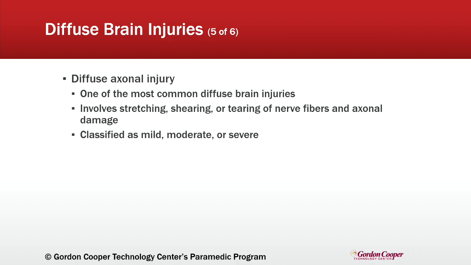A diffuse axonal injury is one of the most common types of diffuse brain injuries and has a high mortality rate. It is also the most common cause for post-traumatic unconsciousness and a persistent vegetative state after a traumatic brain injury. This injury involves the stretching, shearing, and tearing of nerve fibers and axonal damage, and this damage can continue for years afterwards, leading to a progressive neurodegeneration.